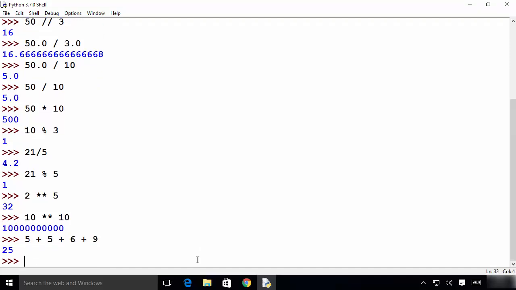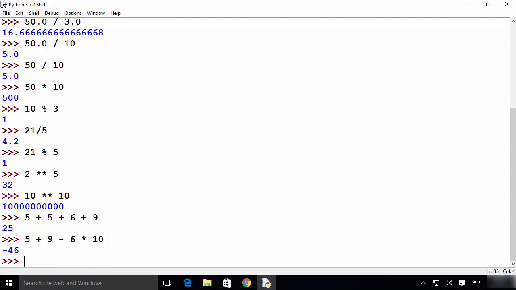And it's also possible to use different types of operators in one expression. So I can write 5 plus 9 minus 6 multiplied by 10, for example, and it's going to give me the result of this expression. Now there is one question which may arise here. For example, once again I'm going to do 5 plus 9 minus 6 multiplied by 10 and divided by 20 and press enter here.